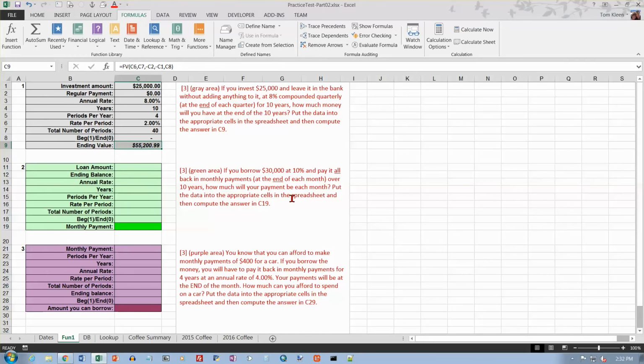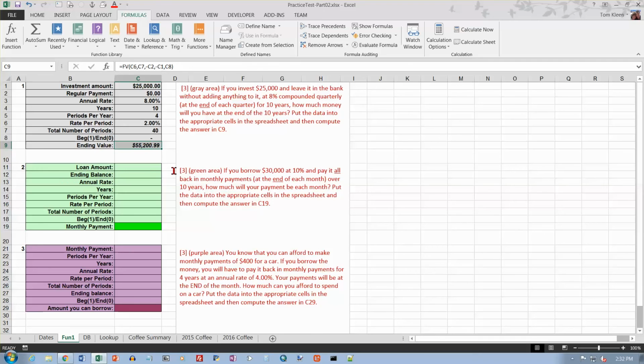OK. And if I start out with 25,000, don't do anything, but leave it in the bank at 8% for 10 years and compound it 4 times a year, I will have slightly more than doubled my money over that time. Let's look at the next one.